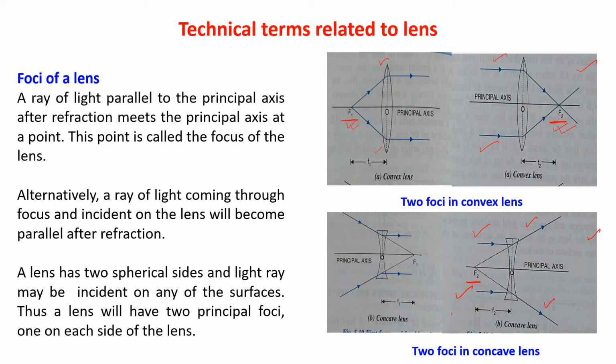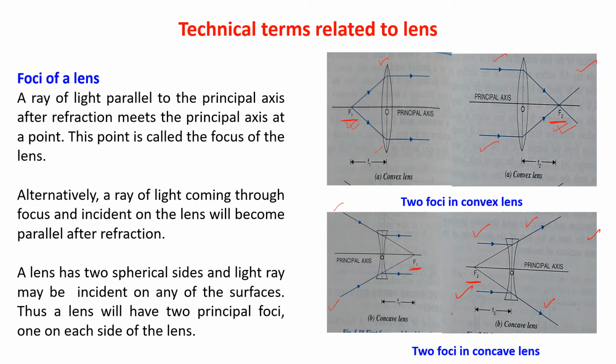Alternatively, if two rays are incident on the concave lens, after refraction these rays will move parallel to each other as well as parallel to the principal axis. Then, if we extend the two refracted rays in the backward direction, they will appear to meet at a point. This point is known as the focus.